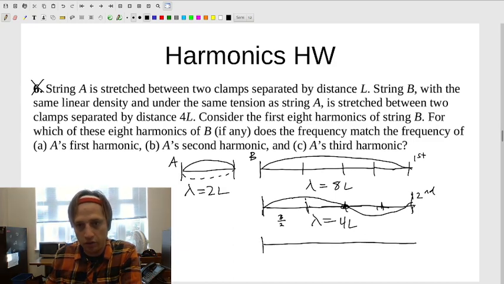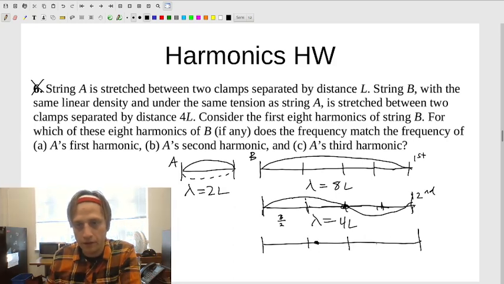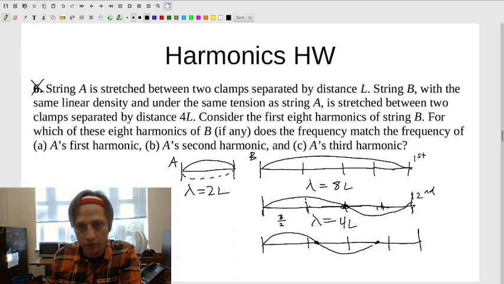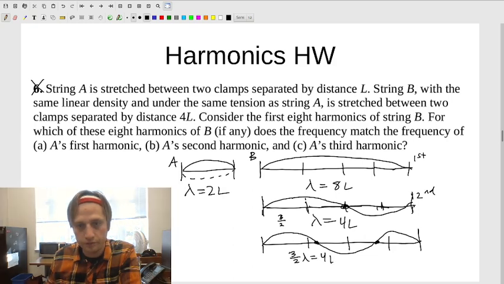And if we wanted to draw our third harmonic, we're going to just put in 1 more node. So I guess this is going to be at 4/3, and this one has 2 nodes. Okay, and so we get that 3/2 wavelength equals 4L, or the wavelength is going to be 8/3 L.